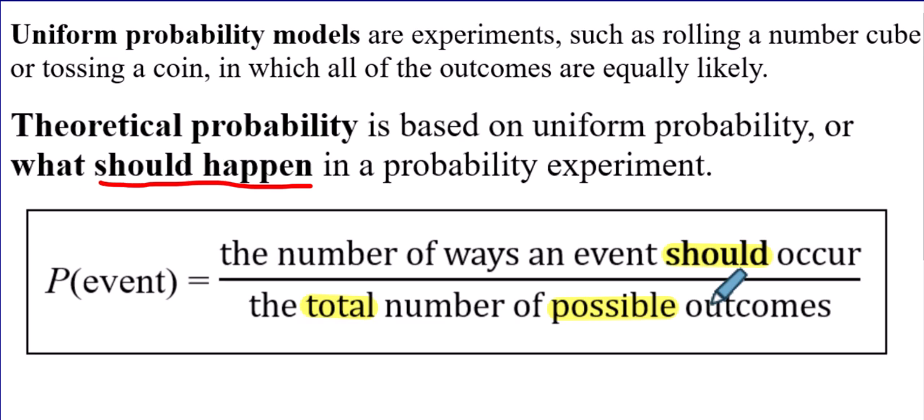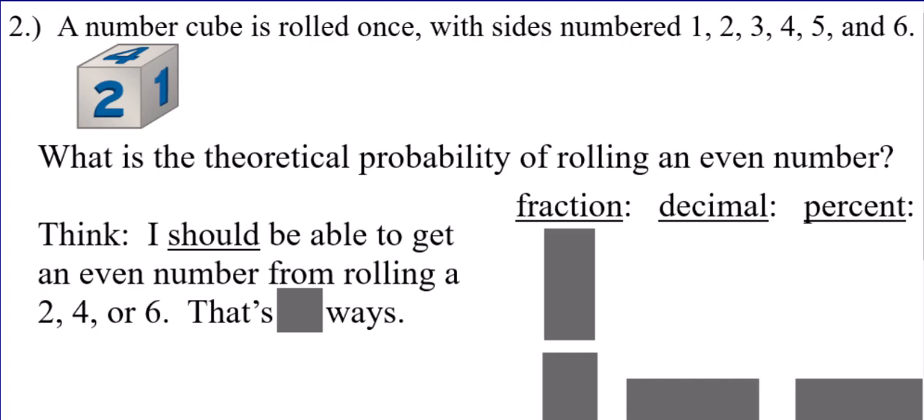The numerator will be the number of ways an event should occur. So it's not based on what actually occurred from multiple trials of an event. Instead, it's just, well, how many ways should it occur? Like if I flip a coin, how many ways should I be able to get heads? Well, it'll be 1 out of 2. If I roll a number cube, how many ways should I be able to get a 4? Well, there's only one 4 out of 6. So that's what theoretical probability is all about. The denominator will be the total number of possible outcomes. Not actual outcomes from multiple trials, but possible outcomes.